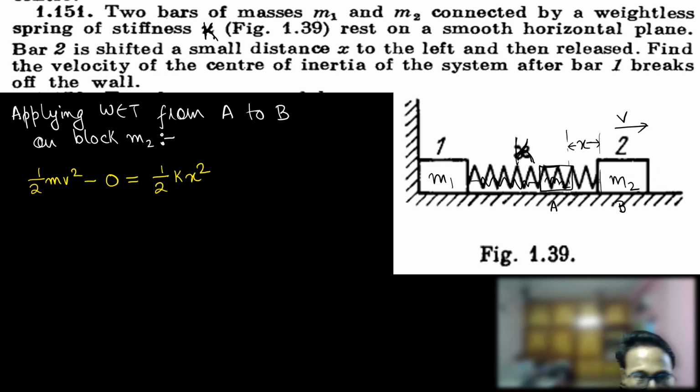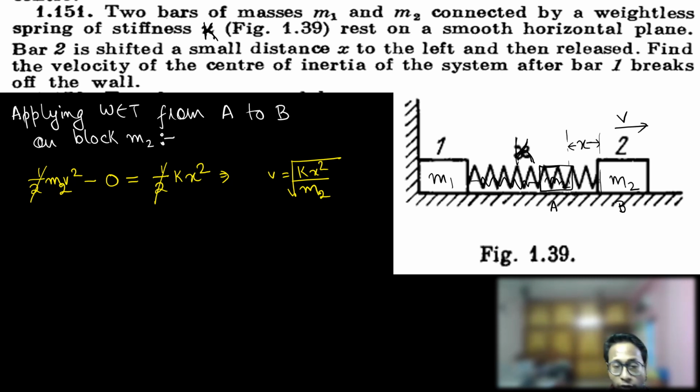So half kx square. If you solve this equation, half and half will get cancelled. So mv square is equal to kx square. I can take the m out here, and if I square root it, v is equal to under root kx square by m. So the velocity of block 2 when it reached out here is under root kx square by m2, because I'm analyzing only block 2.